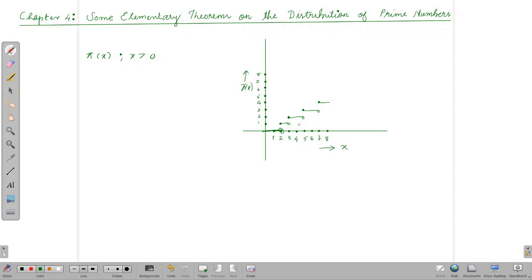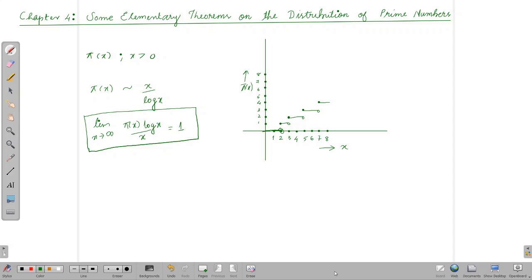The asymptotic behavior of this pi of x is the content of the prime number theorem. It is proved that pi of x is asymptotically equivalent to x by log x. It is termed as: limit as x tends to infinity of pi of x times log x by x is equal to 1. So this is what we call the prime number theorem. It was conjectured by Gauss and Legendre in 1792 and 1798. This chapter is concerned primarily with elementary theorems on primes.